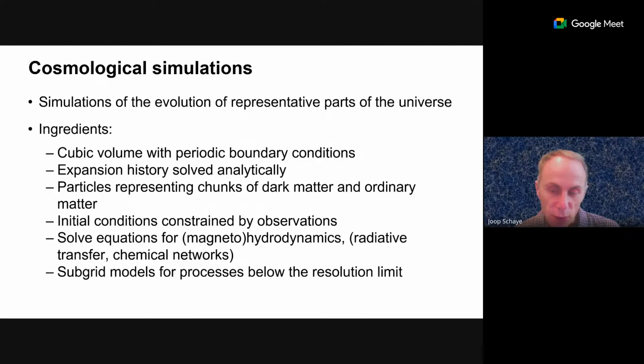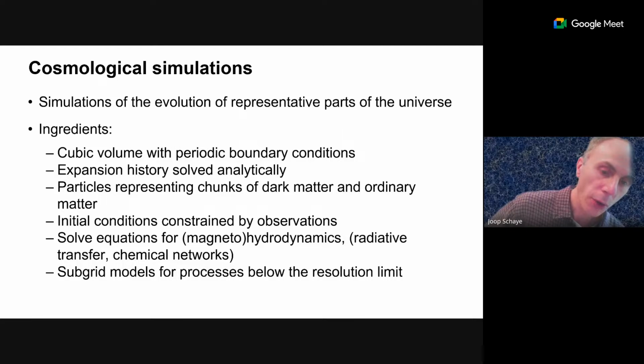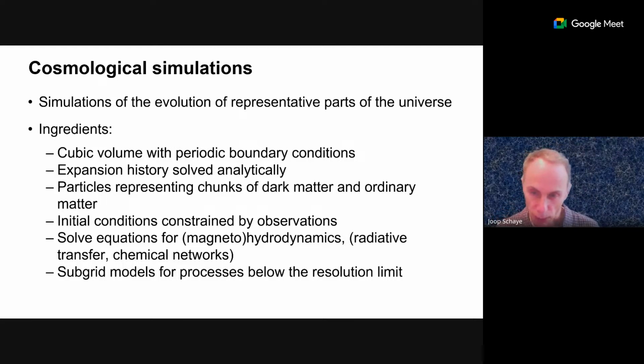But there are other things that we cannot resolve. We only have a finite number of resolution elements. If your resolution element is 1 million solar masses, then obviously you cannot directly simulate the evolution of an individual star. So we need to model things that happen below the resolution limit of the simulation. We call these subgrid processes. Examples are stellar evolution, the birth of stars, and also the formation of black holes.